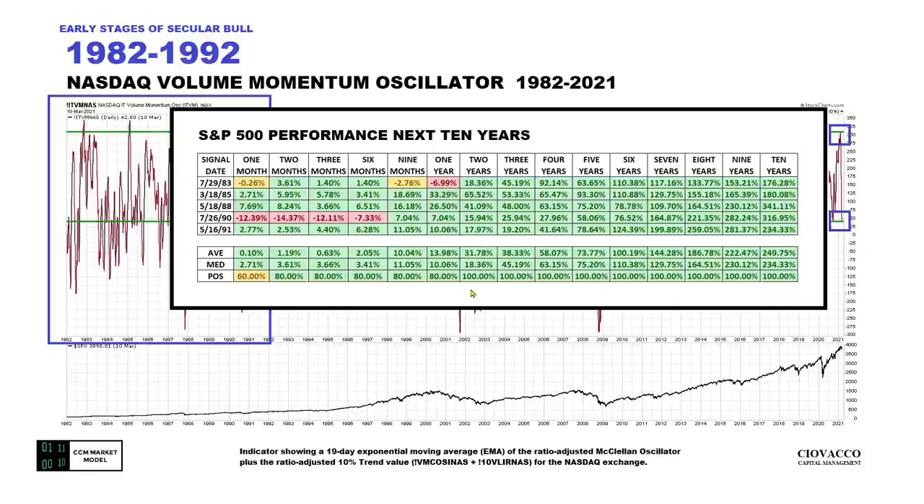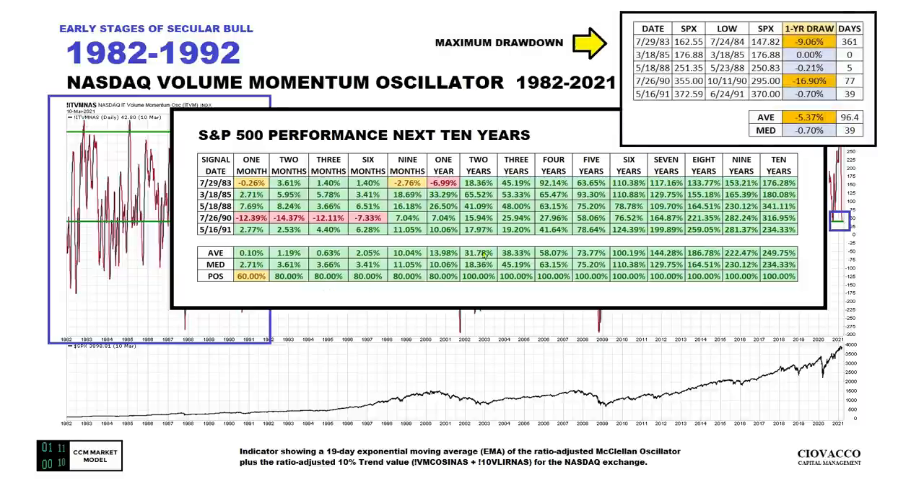2 years from the date of the signal, the average return roughly 32%, 3 years out 38%, 4 years out 58%, 5 years out almost 74%, 6 years out 100%, 7 years 144%, 8 years 186%, 9 years 222%, and 10 years from the date of the signal, on average, the S&P 500 tacked on an additional 250%.